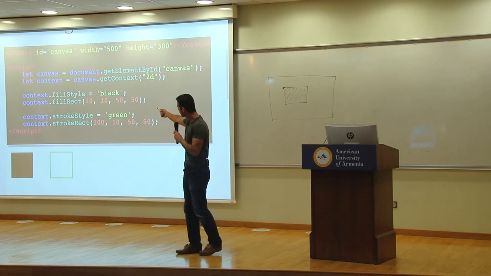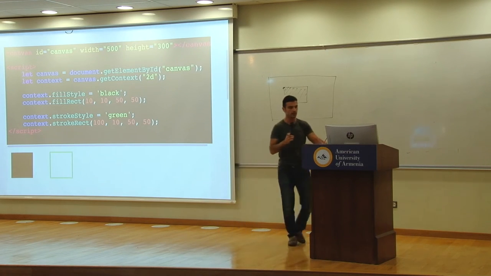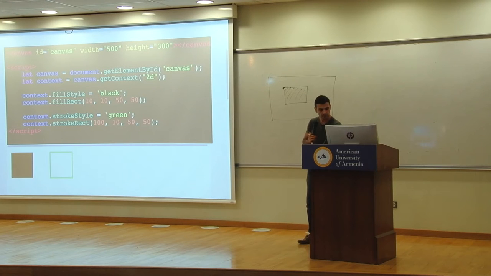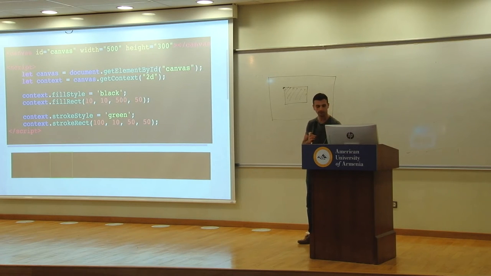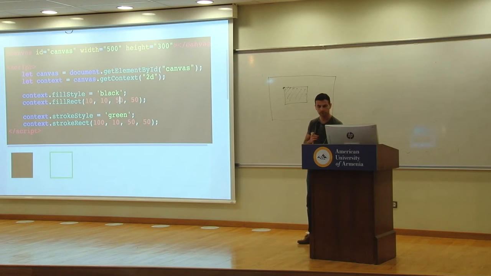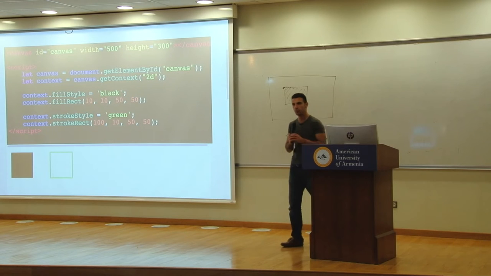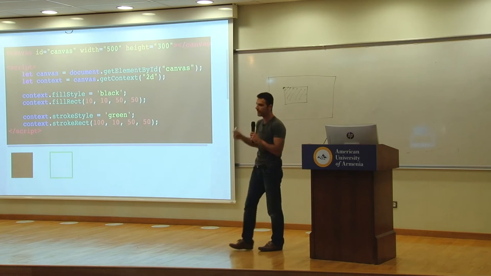So it turns out that these four numbers mean this is the x, this is the y, this is the width, this is the height. Let me prove it to you. Let me make the width bigger. Ba-dum. Agreed that that's the width? Let me make the height bigger. Ba-dum. Okay? Now you might be wondering to yourself, what about the 10, 10?